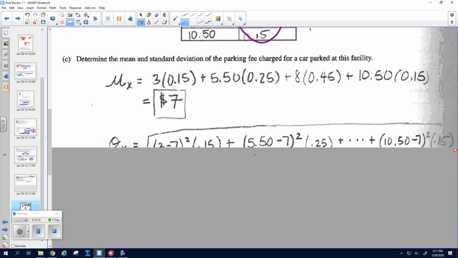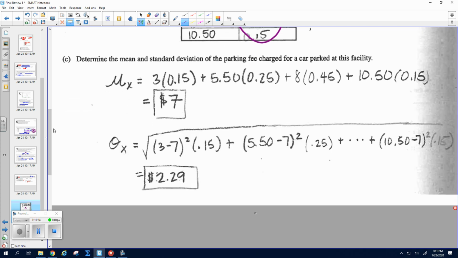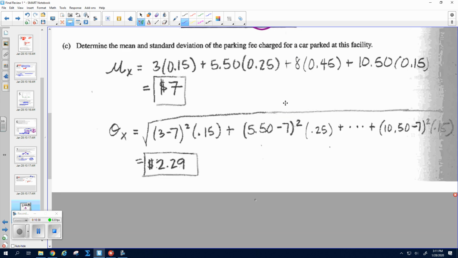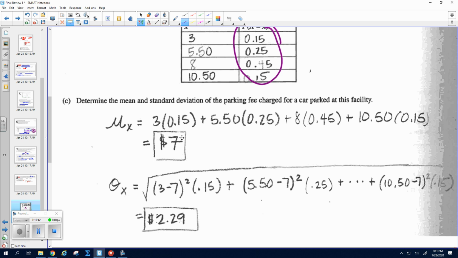Standard deviation formula, you guys probably haven't seen this in a while. So it's the square root of the data point, so that would be the first data point of 3, minus the mean squared times its probability, plus the next data point minus the mean squared times its probability. Okay, all the way through.